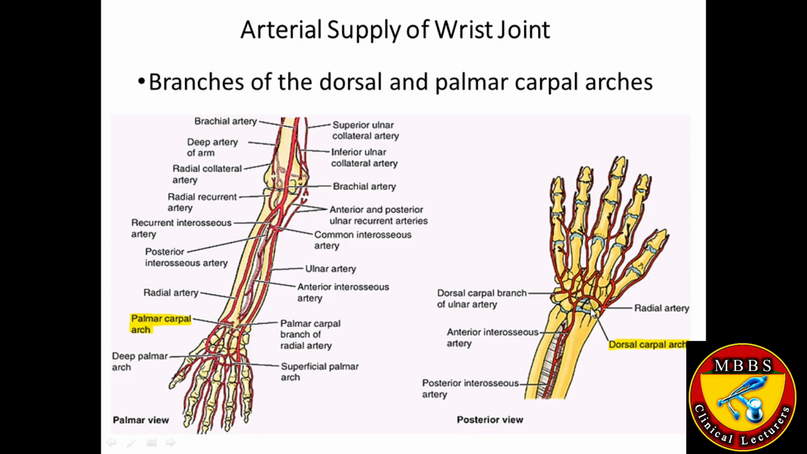And on the dorsal side, you know very well that the posterior interosseous artery and the anterior interosseous artery come here, and the dorsal carpal branches of the ulnar and the radial arteries form an arch on the posterior side. Here you can see the digital arteries going upward, arising from this arch. Since it is just above the wrist, it also receives blood supply from this arch.